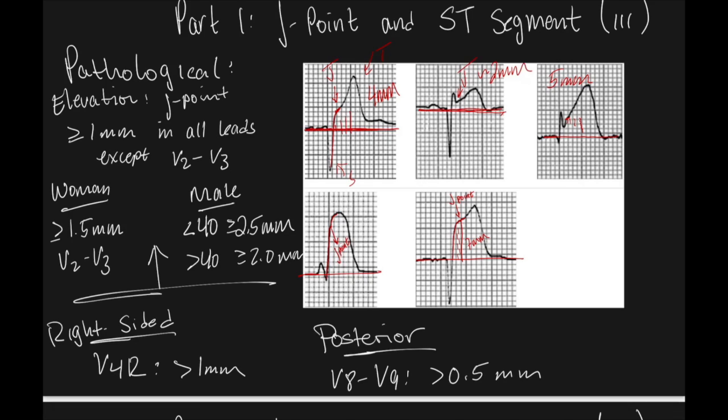In V2 through V3 specifically, if it's a woman, it needs to be greater than 1.5 millimeters. And if it's a male less than 40, it needs to be greater than 2.5 millimeters. Or if it's a male greater than 40, it needs to be greater than 2.0 millimeters. And then the right side and the posterior numbers we should have in the back of our mind as well.